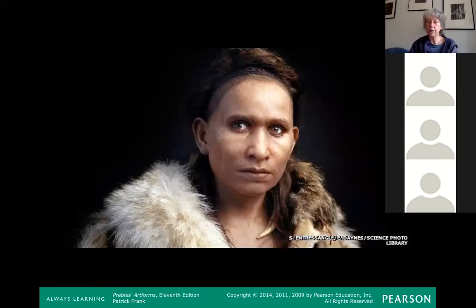Okay, so some anthropologists have sort of speculated about what Paleolithic Europeans, that is Ice Age Europeans, looked like. And this is a kind of a model or a representation based on the fragments of bone and so forth that have been found that suggest what early Europeans might have looked like.